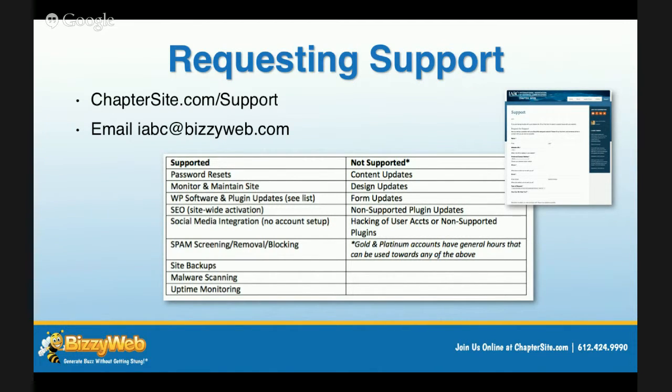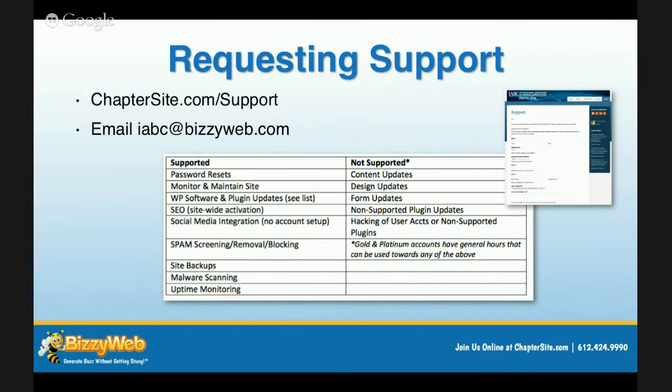Things that are supported include helping you with password issues. We monitor and maintain all of the BizzyWeb hosted chapter sites, WordPress software, and plugin updates. There's a list on chaptersite.com in the Webmaster forum of what our supported plugins include. Search engine optimization at the site-wide level, so to activate SEO on your site. Social media integration to integrate your Facebook page, your Twitter account, whatever you have. That does not include setting up those accounts, and we can do that for you at an additional fee. But if you need to get your Facebook linked up to your chapter site, we will do that for you, again, so long as you're hosting with us. We screen for spam and remove and block. We do site backups, malware scanning, and uptime monitoring.